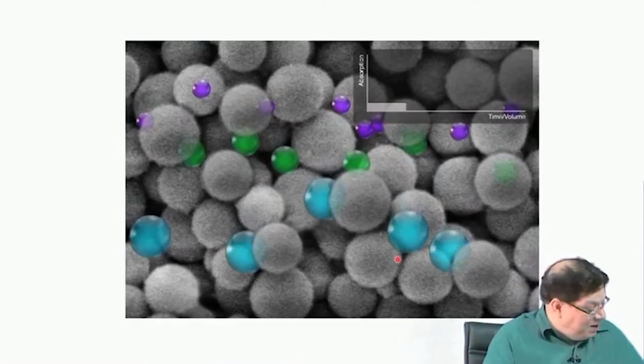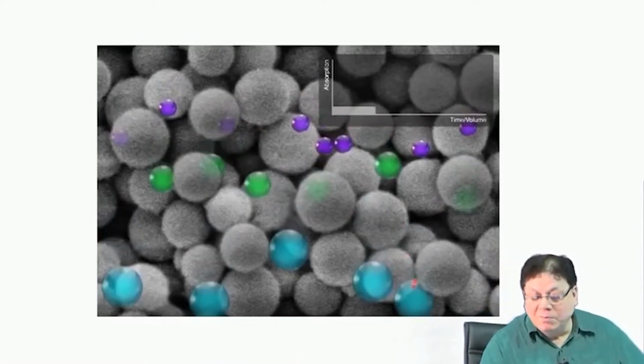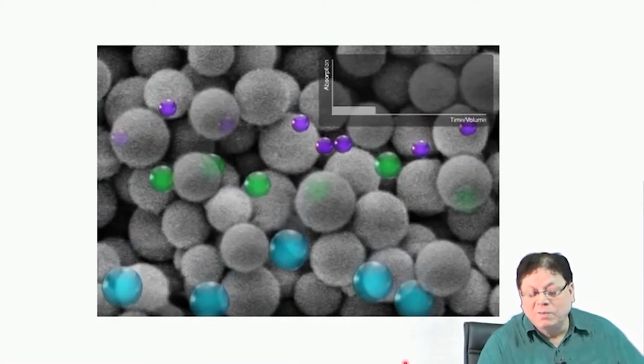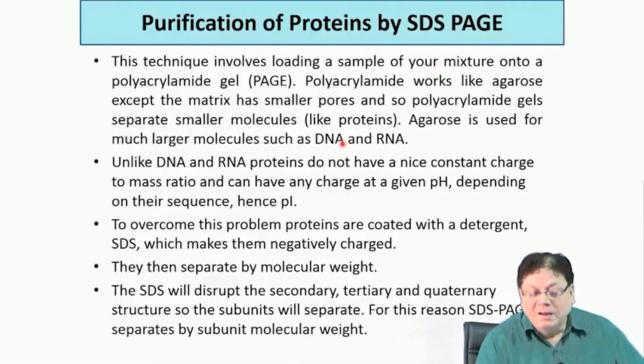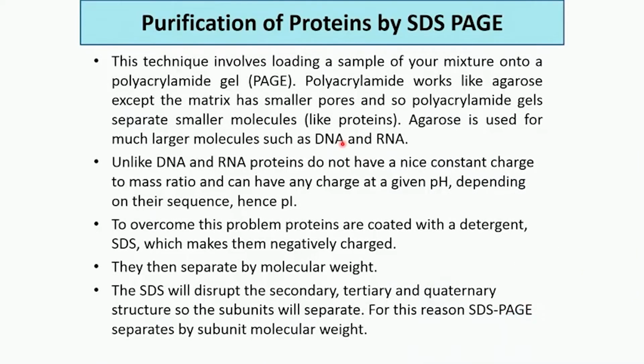Okay. So, ultimately what will happen, the blue ones will elute first, followed by the green ones, and then the violet ones. Okay. So, that was the basis of size exclusion chromatography, which is just dependent on the molecular weight and the size.